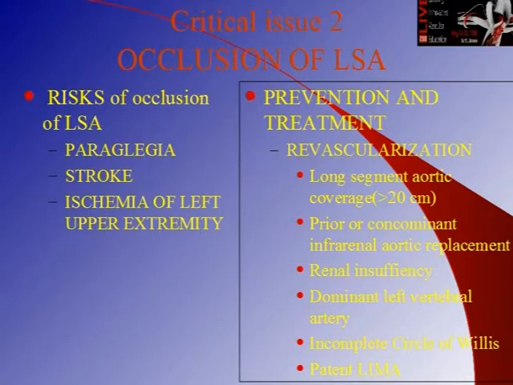The occlusion of the left subclavian artery occasionally may lead to paraplegia, stroke, and left upper extremity ischemia. It is preferable to revascularize this left subclavian artery when there is a long aortic coverage, a prior or concomitant infrarenal aortic replacement, a dominant left vertebral artery, and a patent left internal mammary artery.